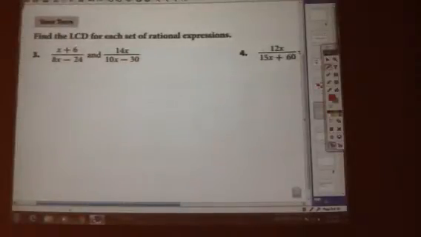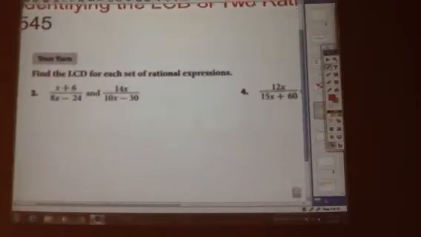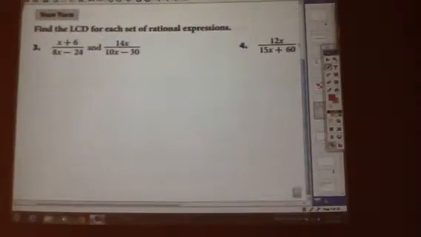All right, let's go to page 545, your turn, number 3. Put this in your notes, in your Cornell notes. Example 3.